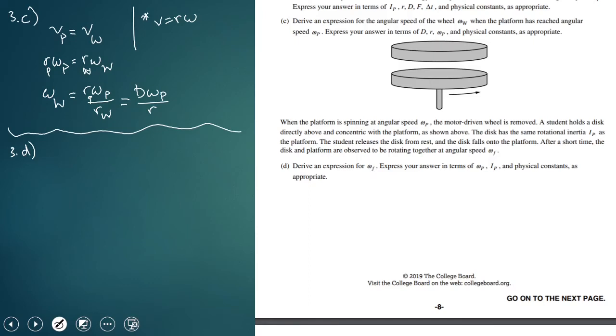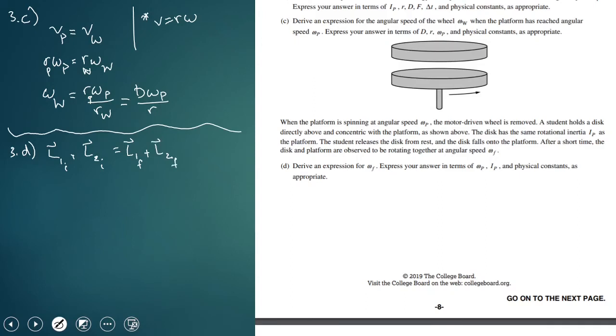In this case, there's a collision, but it's rotational, so we conserve angular momentum. So keep in mind, angular momentum is L. So L1 initial plus L2 initial is equal to L1 final plus L2 final.